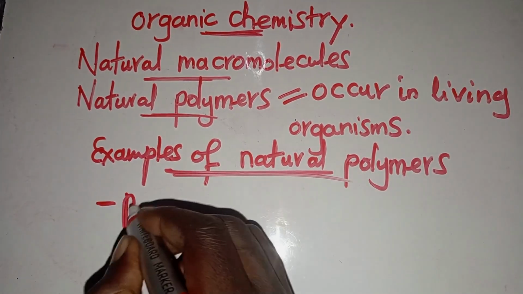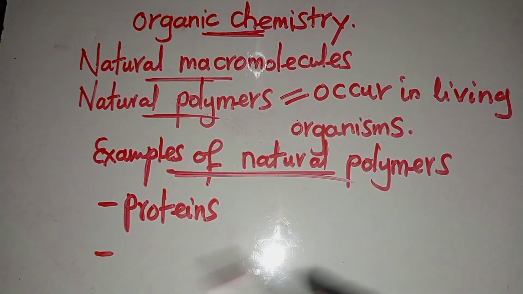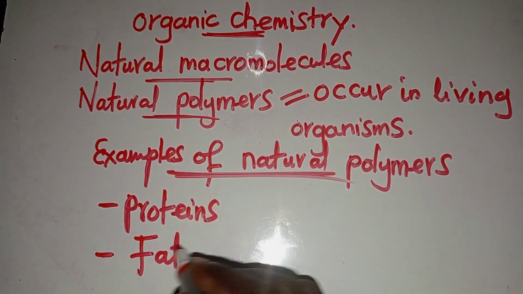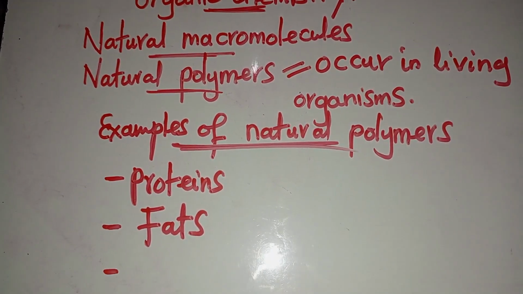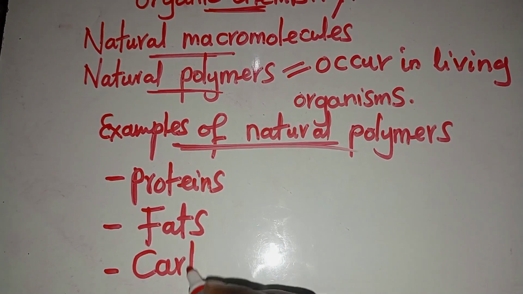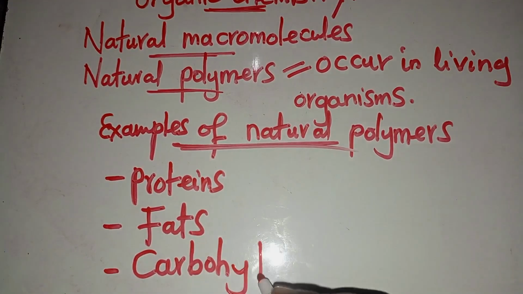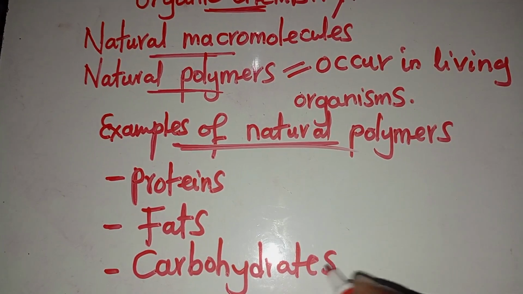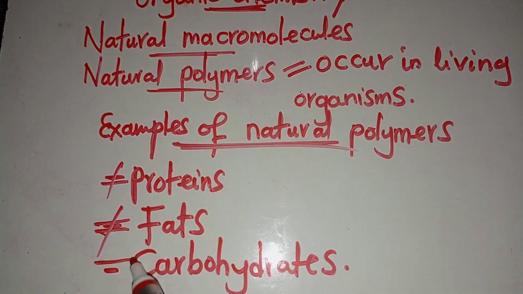One, we are supposed to know that there are proteins. Two, you are supposed to know that there are fats. And lastly, you are supposed to understand that there are carbohydrates. This is it, and I want you to know them clearly. So these are examples of natural polymers: we've got proteins, fats, carbohydrates.